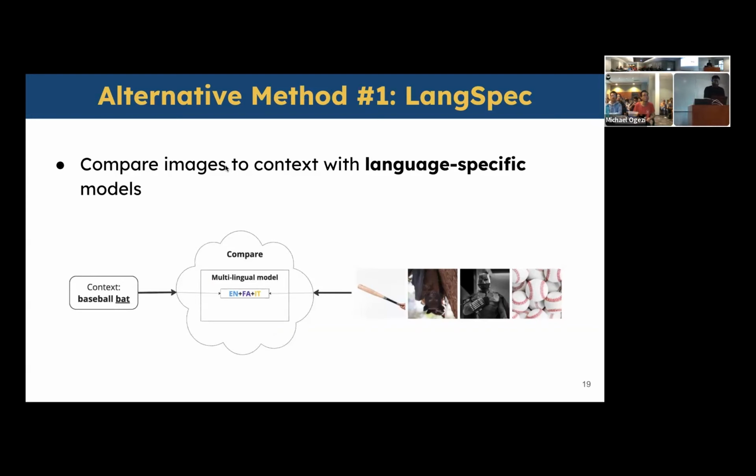The second method that we have, the alternative method, is to use language-specific models. Here we use separate English, Farsi, and Italian models, and we compare them separately. So we have our English samples going into a different place from our Farsi samples, and going into a different place from our Italian samples. I want to apologize because the images here are swapped; this image refers to the previous slide and vice versa. So sorry about that.